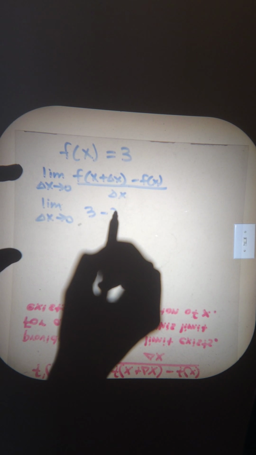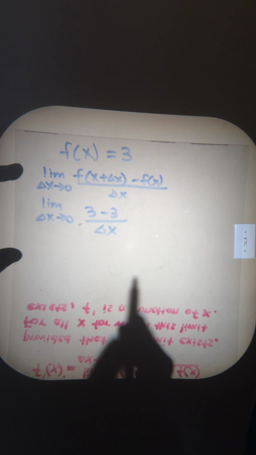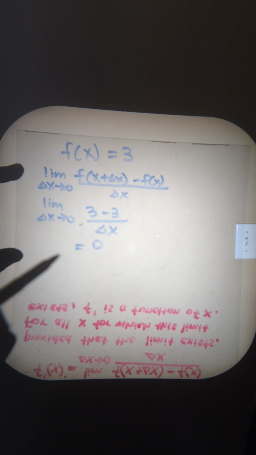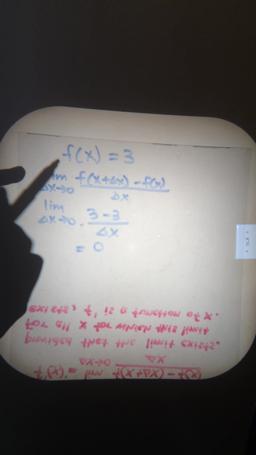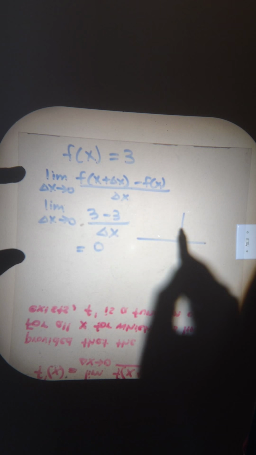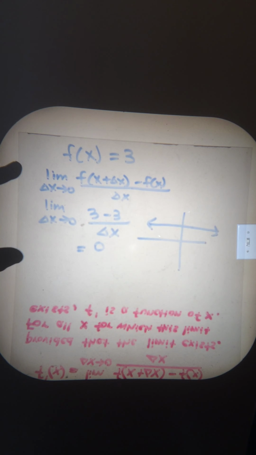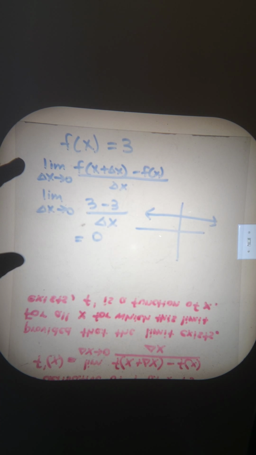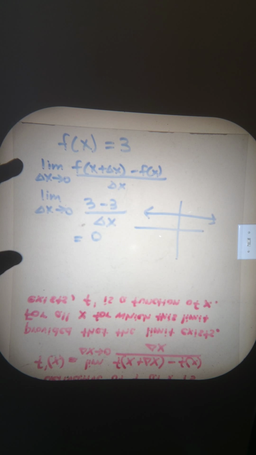So the limit as delta x approaches 0 of, we're going to write the definition again, f of x plus delta x minus f of x all over delta x. Okay, so here, the limit as delta x approaches 0 of, all we've got is 3 minus 3 over delta x. And that is 0 because 0 over any number is 0, and that is the slope of y equals 3. Hopefully, after this video, you know how to apply the definition of derivatives to find the derivative.